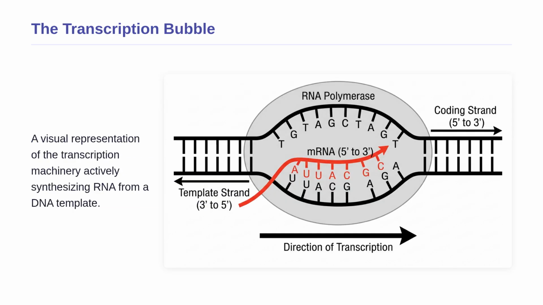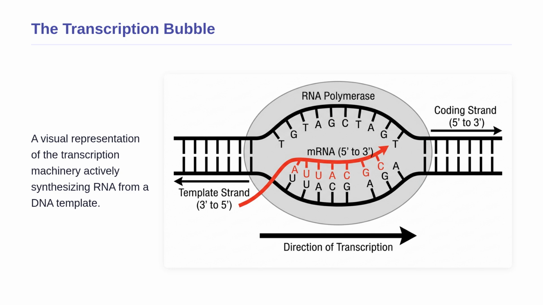Now that we have calculated the speed and derived the sequence, let us look at a visual summary of this entire mechanism. Here you are seeing a schematic of the transcription bubble. Notice the large oval structure. That is the RNA polymerase enzyme, enclosing the unwound DNA. The bottom black line is the template strand, oriented from 3' to 5'. You can see the red messenger RNA strand being actively synthesized in the 5' to 3' direction, perfectly paired with the template bases inside the bubble.